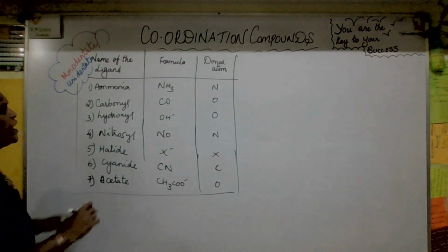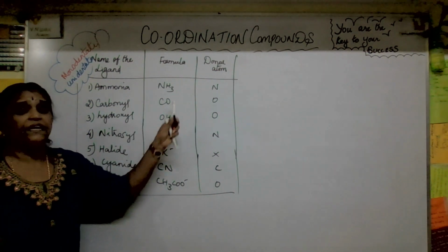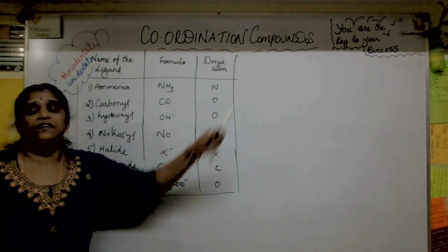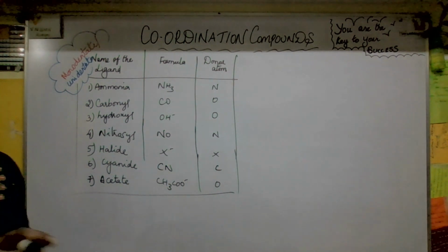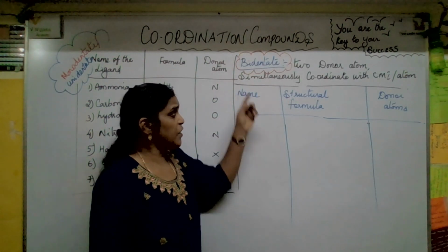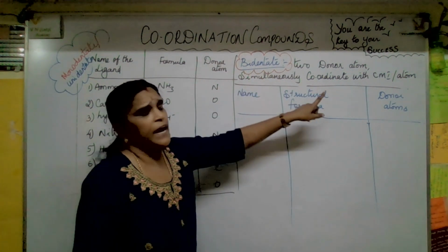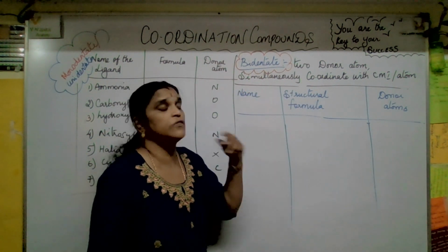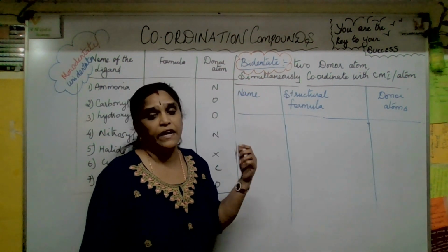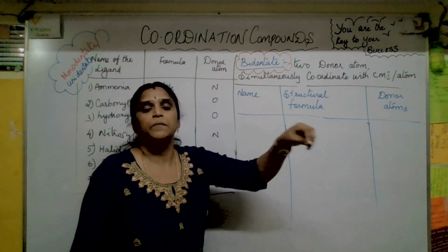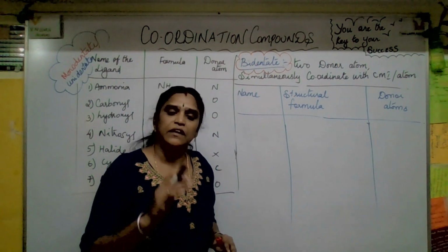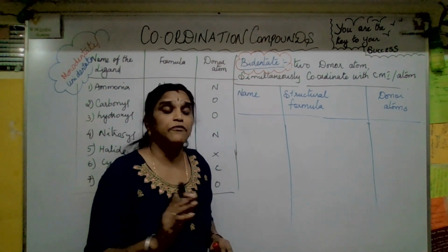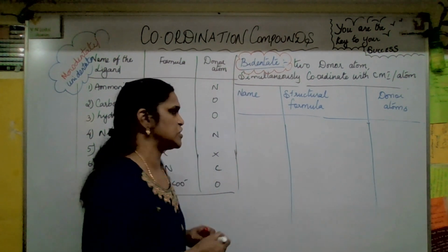Now we are going to see the bidentate, tridentate, tetradentate and polydentate examples. Bidentate: two donor atoms simultaneously coordinate with the central metal ion or atom, so two donor atoms will be in one compound. In that way we can identify. These examples will really help you to answer objective type questions.